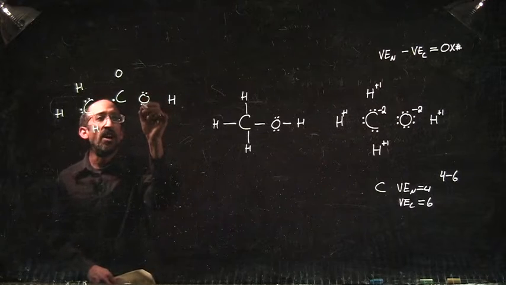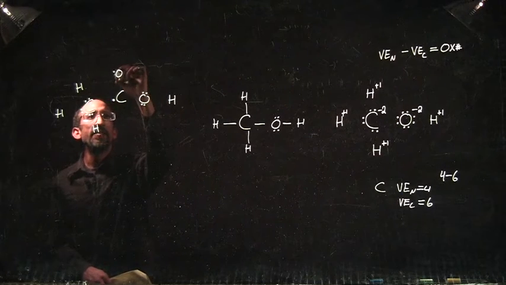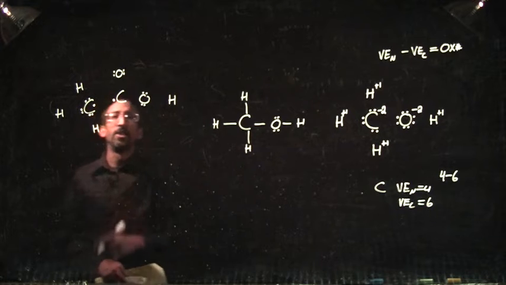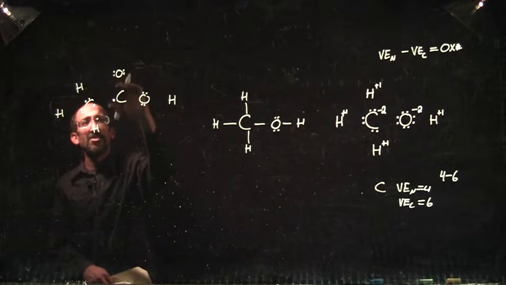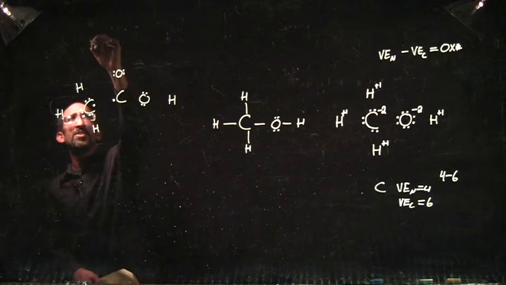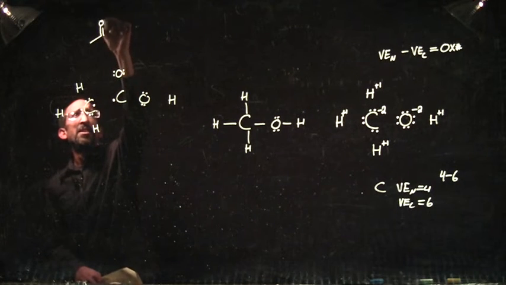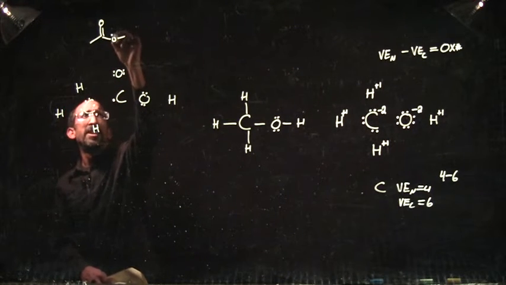We can move on to our oxygens, right? Here we've got the lone pairs for those oxygens. Normally here, I'd have a carbon-oxygen double bond. Remember the structure of acetic acid? Looks like this.